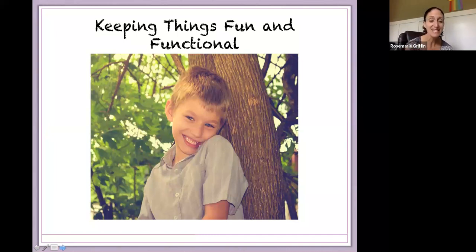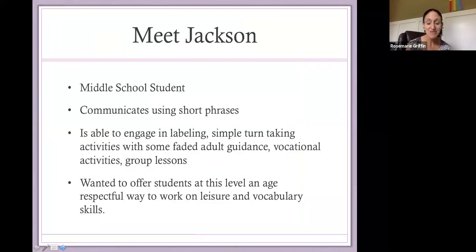Okay, so keeping things fun and functional. The next thing I wanted to talk about is Double Up. Double Up is the other product that is our newer product. And I wanted to share briefly how my vision for that started.